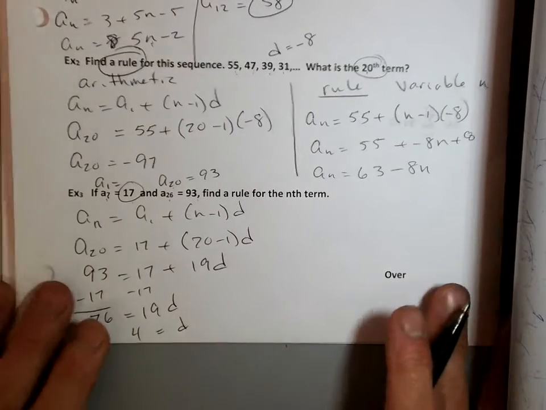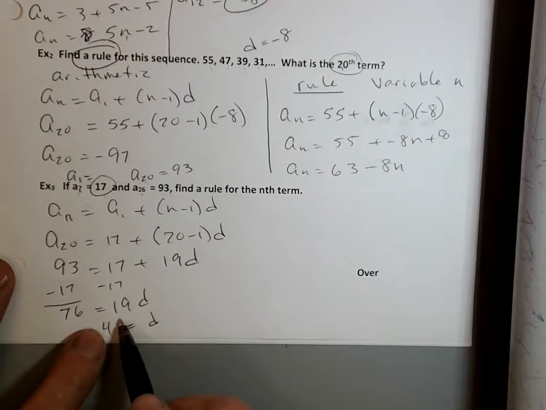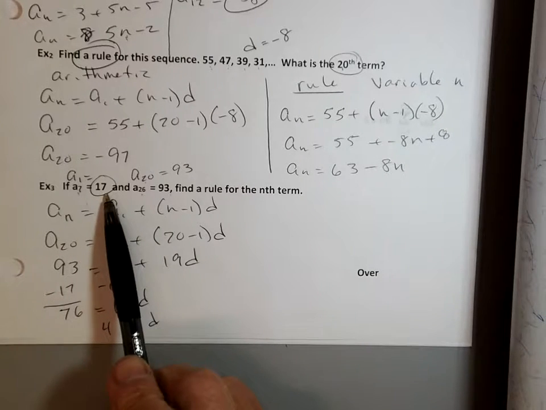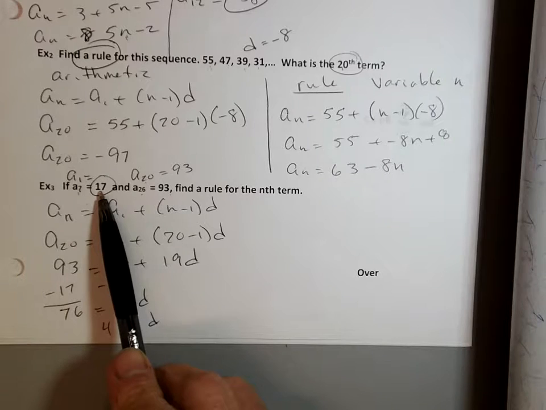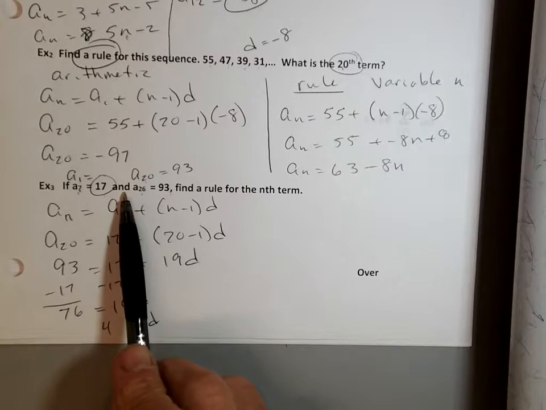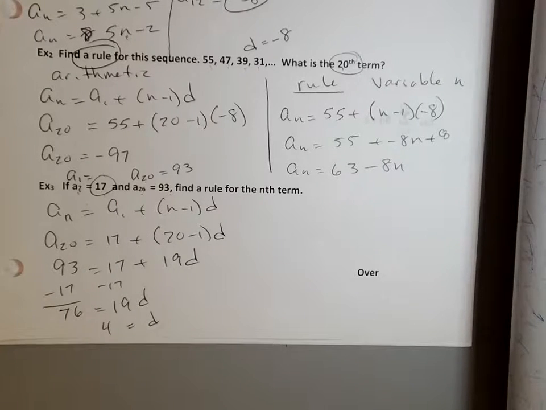So for my formula so far, I've got D is 4, but I don't really know the first term. There are two ways to find the first term. Probably the easiest way is just to subtract 4, subtract 4, subtract 4, subtract 4. Or we could use the formula to find A1. I'm going to use the formula.